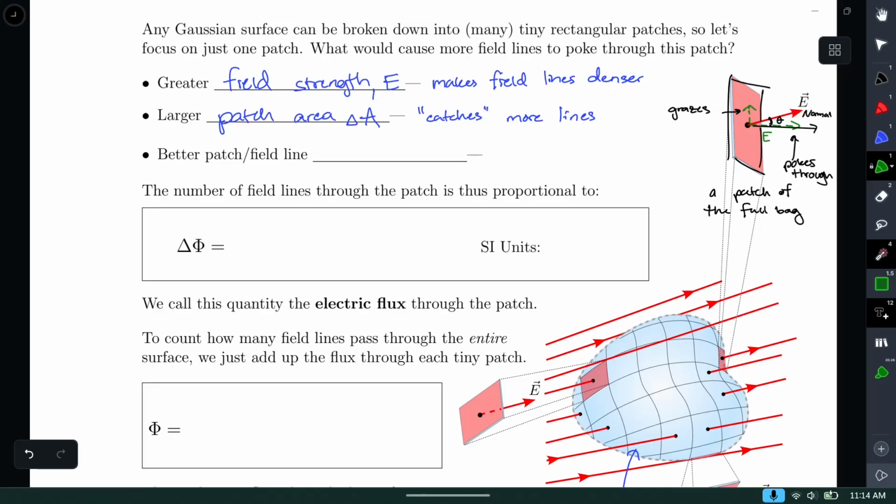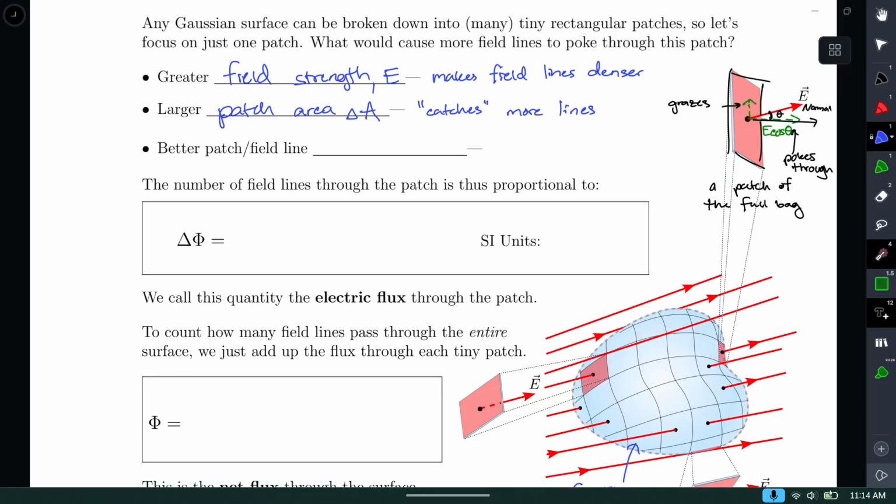It would be E times what? Cosine or sine of theta? If you said opposite, it's adjacent, right? It's adjacent to that angle, so use cosine. So if I can get better alignment, meaning the right value of theta between that patch, that normal direction, and the electric field, then I will catch more field lines. So think of it as a net. You're going to catch the most, I don't know, butterflies or whatever, if you actually orient the net to where they're flying into it rather than flying along it.